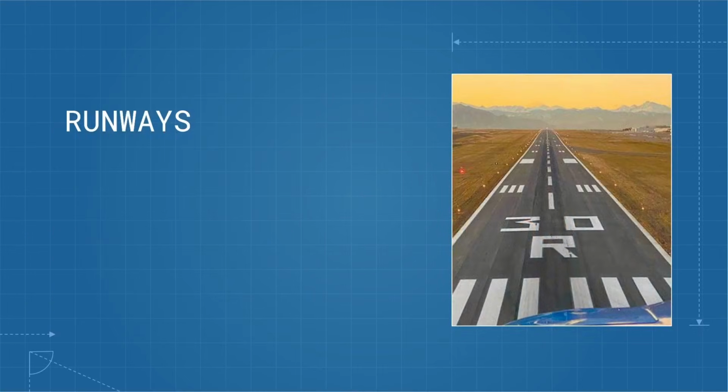First up are runways. Runways are elongated rectangular surfaces designed for the landing and taking off of aircraft. Runways can be human-made, often asphalt, concrete, or a mixture of both, or natural surfaces such as grass, dirt, gravel, ice, sand, or salt. As you can see on the picture, runways are named using two numbers.